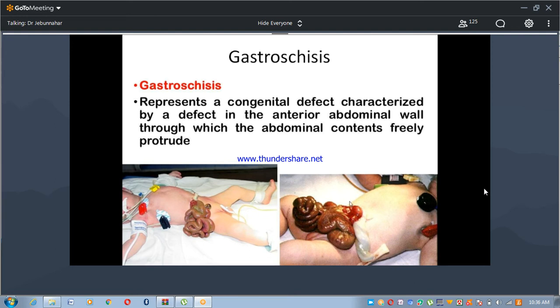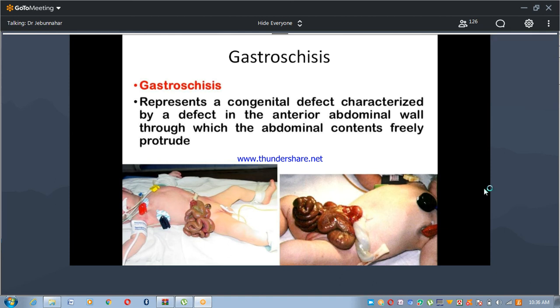Part of the intestine herniates through the abdominal defect into the amniotic cavity. It occurs lateral to the umbilicus, usually on the right, and the defect is likely due to abnormal closure of the body wall around the connecting stalk. Viscera are not covered by peritoneum or amnion, and the bowel may be damaged by exposure to amniotic fluid.